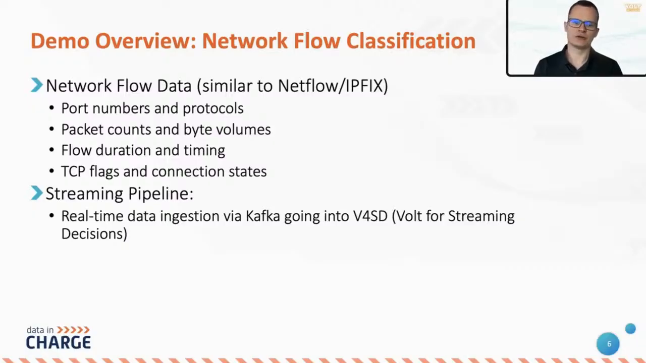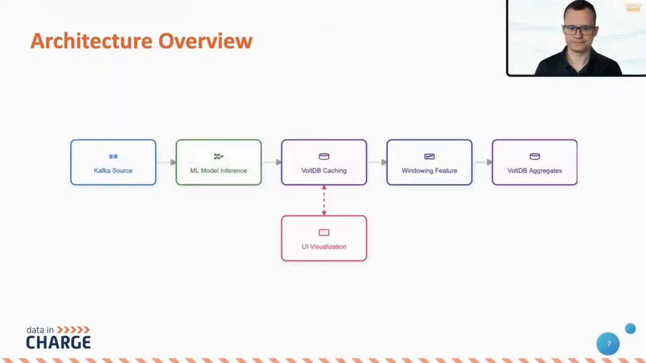On top of the model, we also have Kafka, where we are reading the events from the network. Then it is going into our Volt Streaming Decisions, V4SD, where we have all the pipeline defined. And so we have there our model, we have there our storage for the cache and also for the aggregated data. So you can see here the architecture.